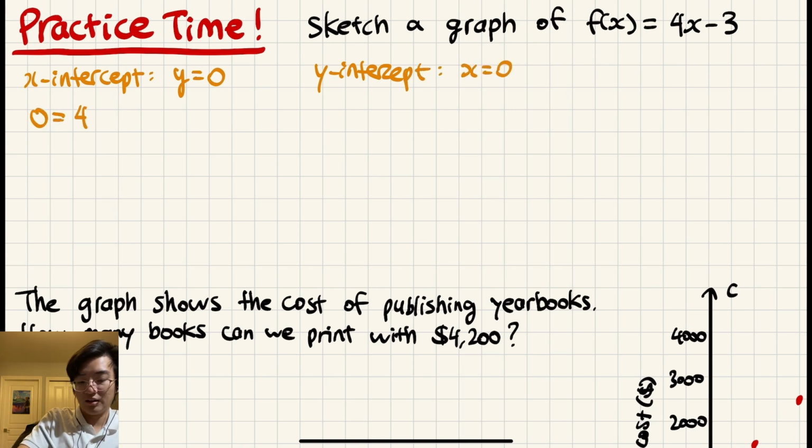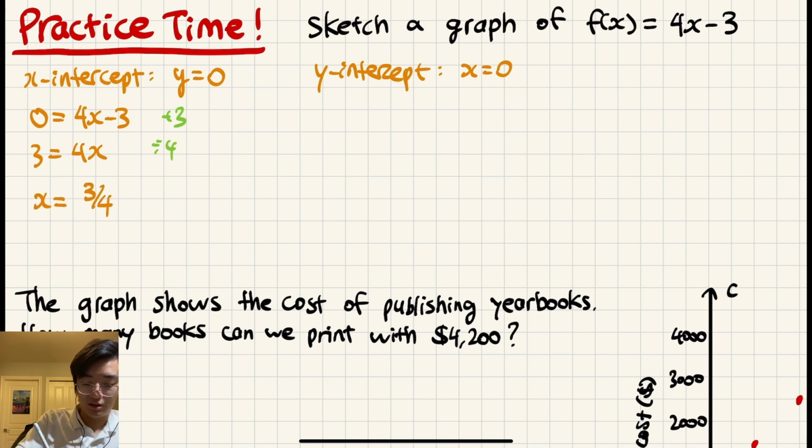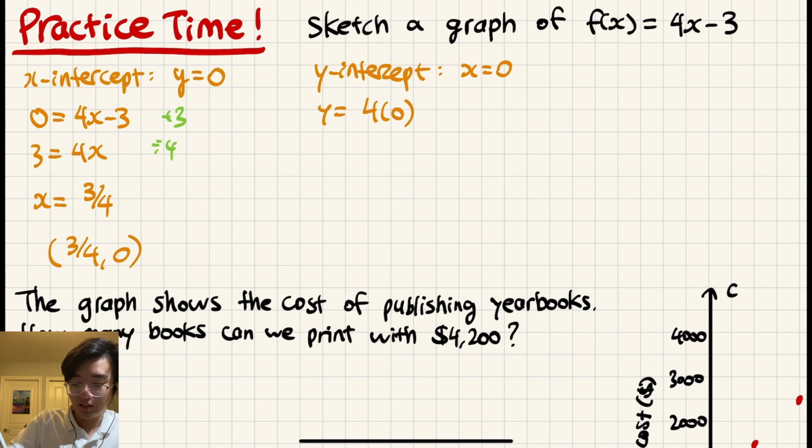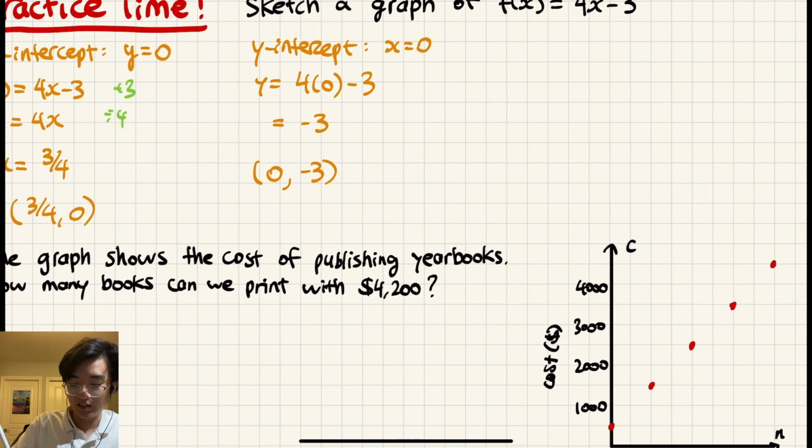Now when y is 0, 0 equals 4x minus 3. We add 3 to both sides, divide by 4 on both sides. x equals 3 over 4, which means that our x-intercept is (3/4, 0), right? Because when y is 0, x is 3 over 4. The y-intercept is 4 times 0 minus 3, which is just 0 minus 3, which is negative 3. So the y-intercept is (0, -3).